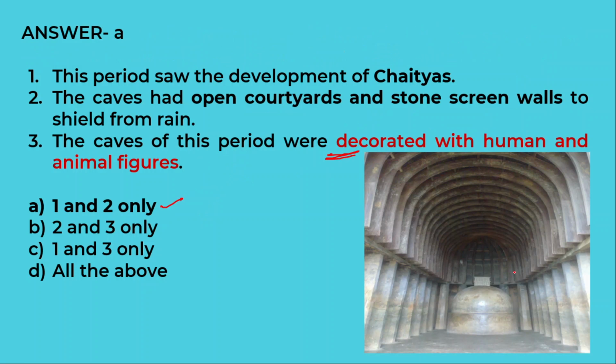So you can see here, chaitya is shown over here. So these chaityas were mainly quadrangular chambers with flat roofs and they were used as prayer halls, right?